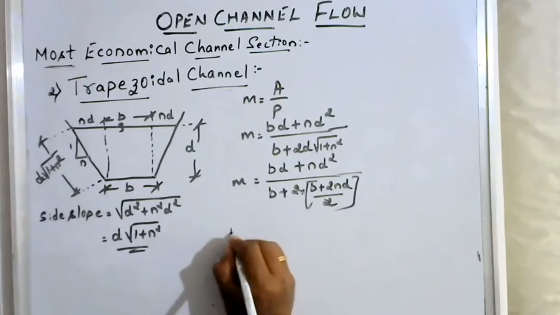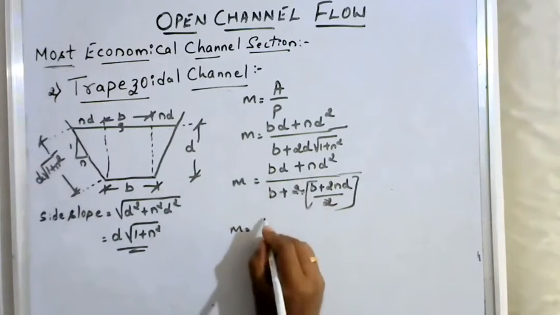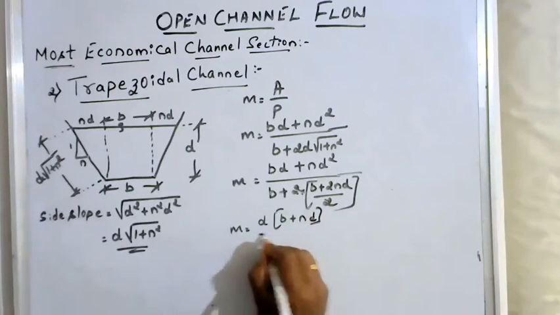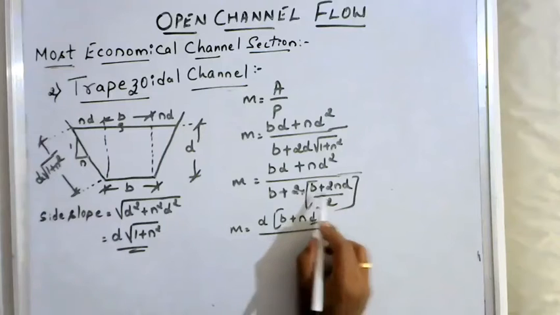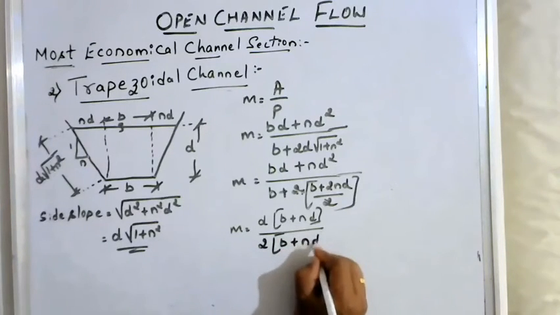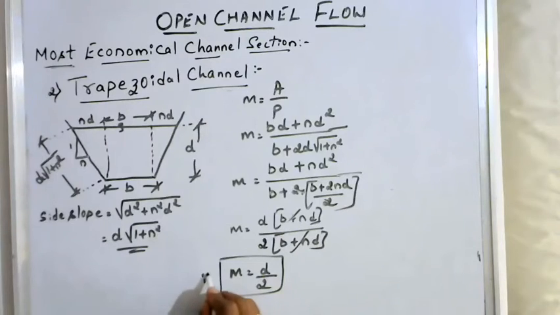Further, I simplify. M is equal to, if you simplify and take this D outside, what is the remaining? B plus ND, divided by B plus B is 2B plus 2 times ND. Therefore, if you take 2 outside, it becomes B plus ND only. This 2 cancels. M works out to be D divided by 2. This is your second condition for the trapezoidal section, that is hydraulic mean depth should be equal to half of the depth of the channel.